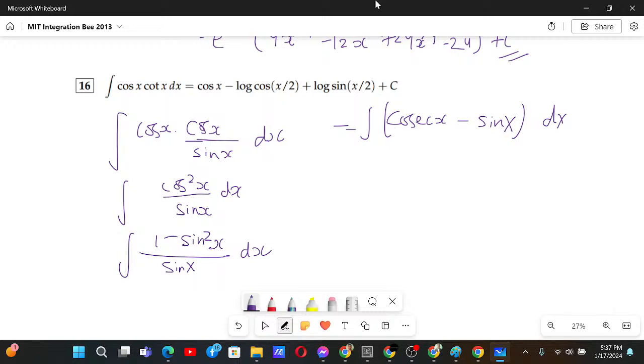So let me check my source. I don't think it will be that easy, you know. Okay, so it's actually easy. It's actually easy, in fact. So now the integral of cosec x is ln of cosec x minus cot x, but there's also another form, which is ln of tan x by 2.